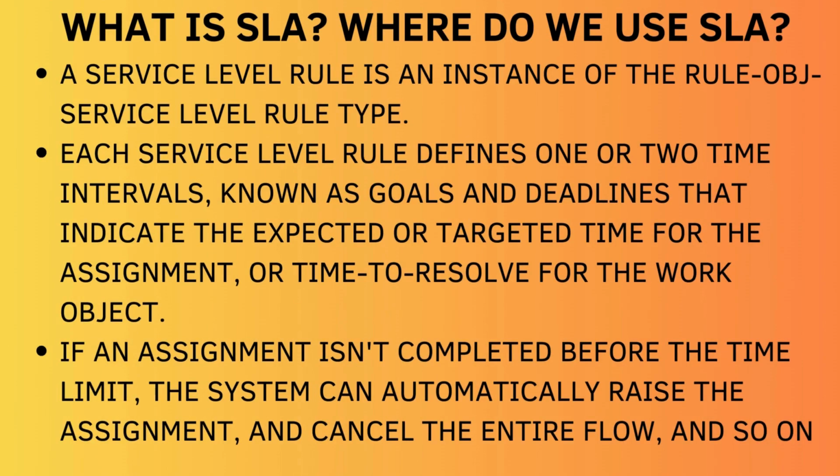What is SLA? Where do we use SLA? A service level rule is an instance of the Rule-Obj-ServiceLevel rule type. Each service level rule defines 1 or 2 time intervals, known as goals and deadlines, that indicate the expected or targeted time for the assignment, or time to resolve for the work object. If an assignment isn't completed before the time limit, the system can automatically escalate the assignment, cancel the entire flow, and so on.